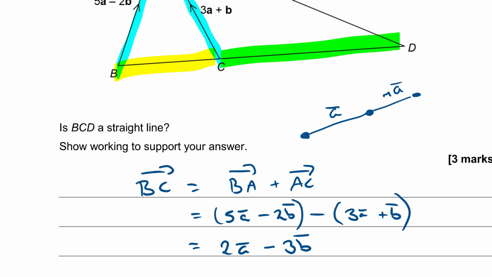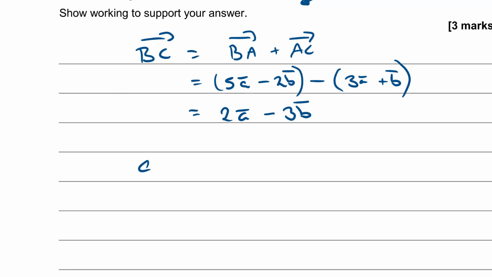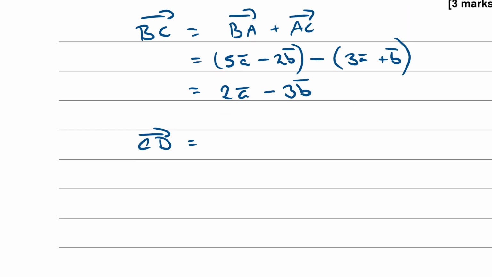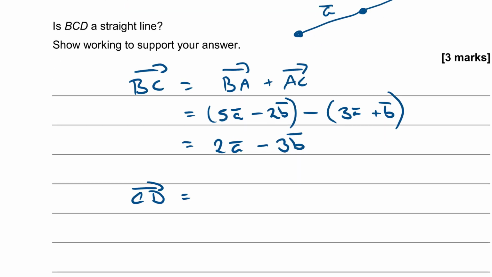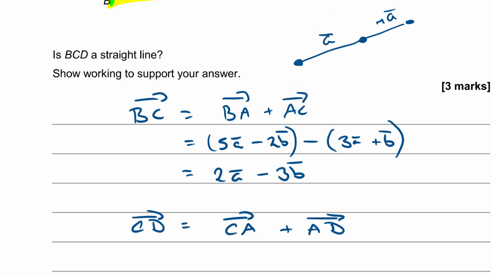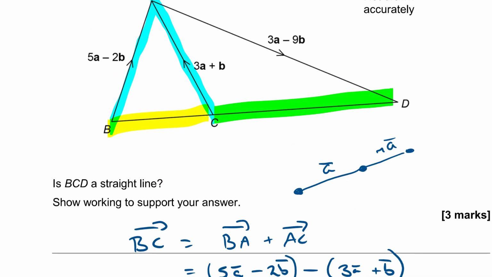Okay, now let's see if we can find C to D. So C to D. We could also find B to D, that's another way of doing it. And again, they would have to be multiples of each other. So C to D is 3A plus, well, let's go from C up to A, and then from A down to D. Okay, so we're going, oh, I've still got my pink highlighter, this way and then this way. Okay, so 3A plus B plus 3A minus 9B.